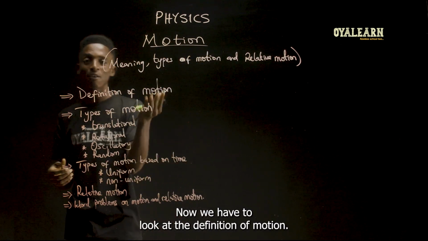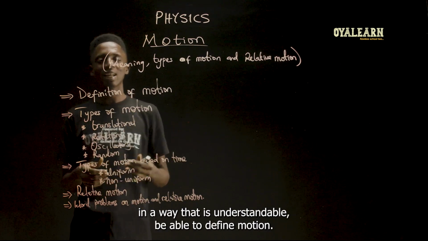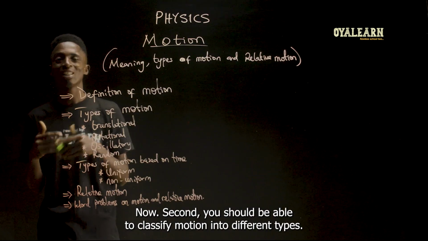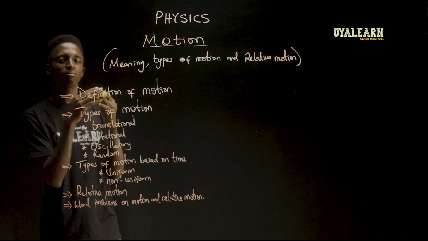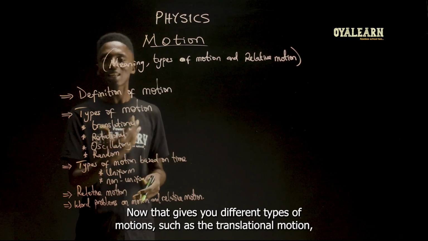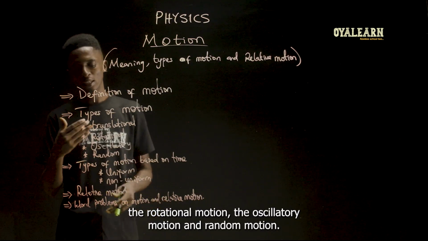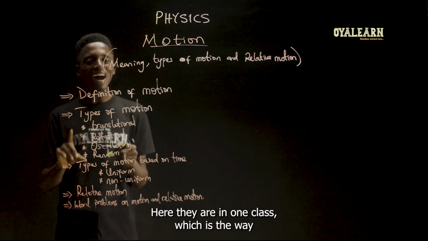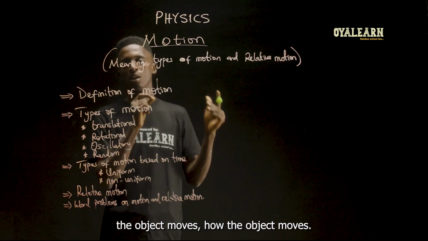Now, we have to look at the definition of motion. You're expected to be able to define what motion is in a way that is understandable. Secondly, you should be able to classify motion into different types. There are two major classes of motion. You can first classify it based on how the object moves. That gives you different types of motion, such as translational motion, rotational motion, oscillatory motion, and random motion. These four types of motion are in one class, which is how the object moves.